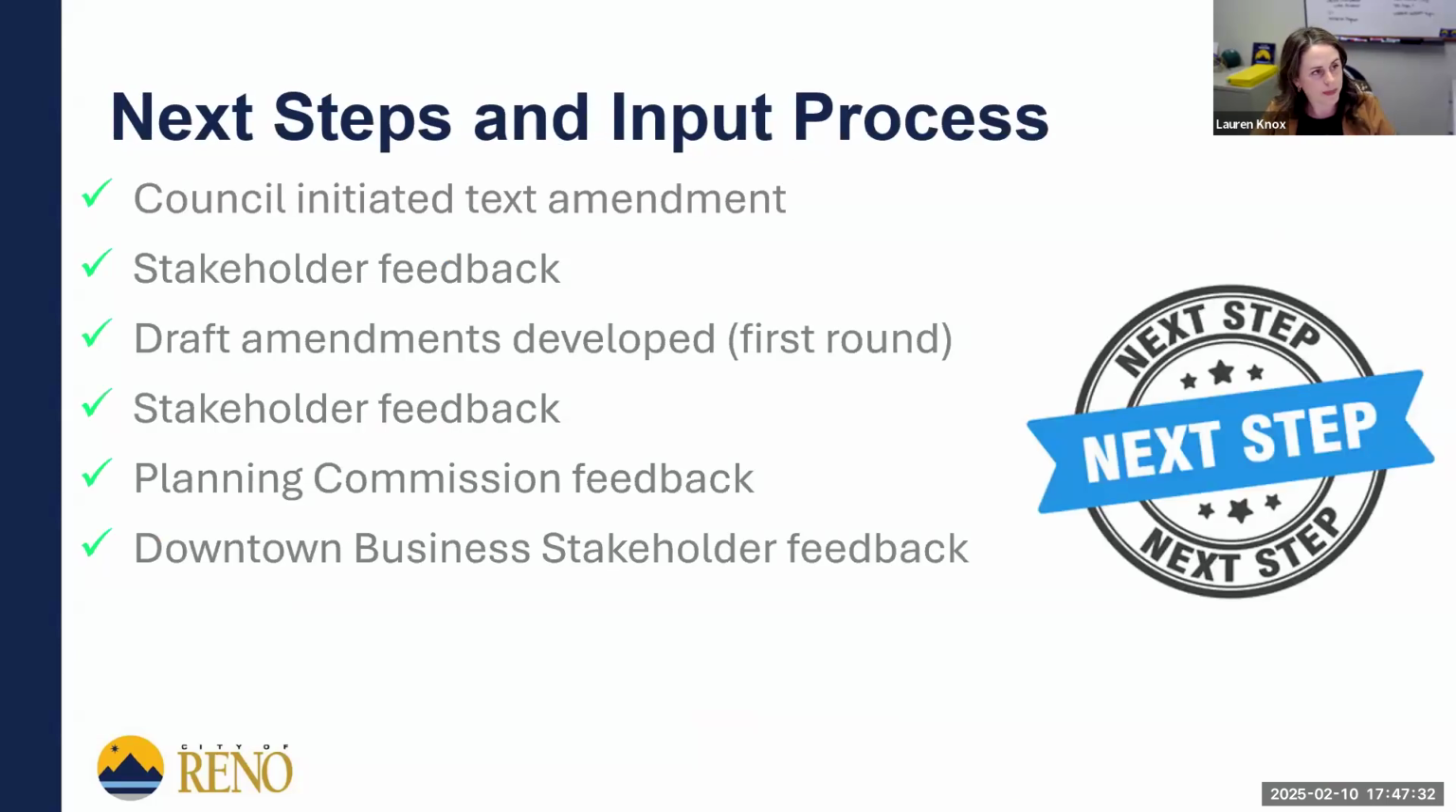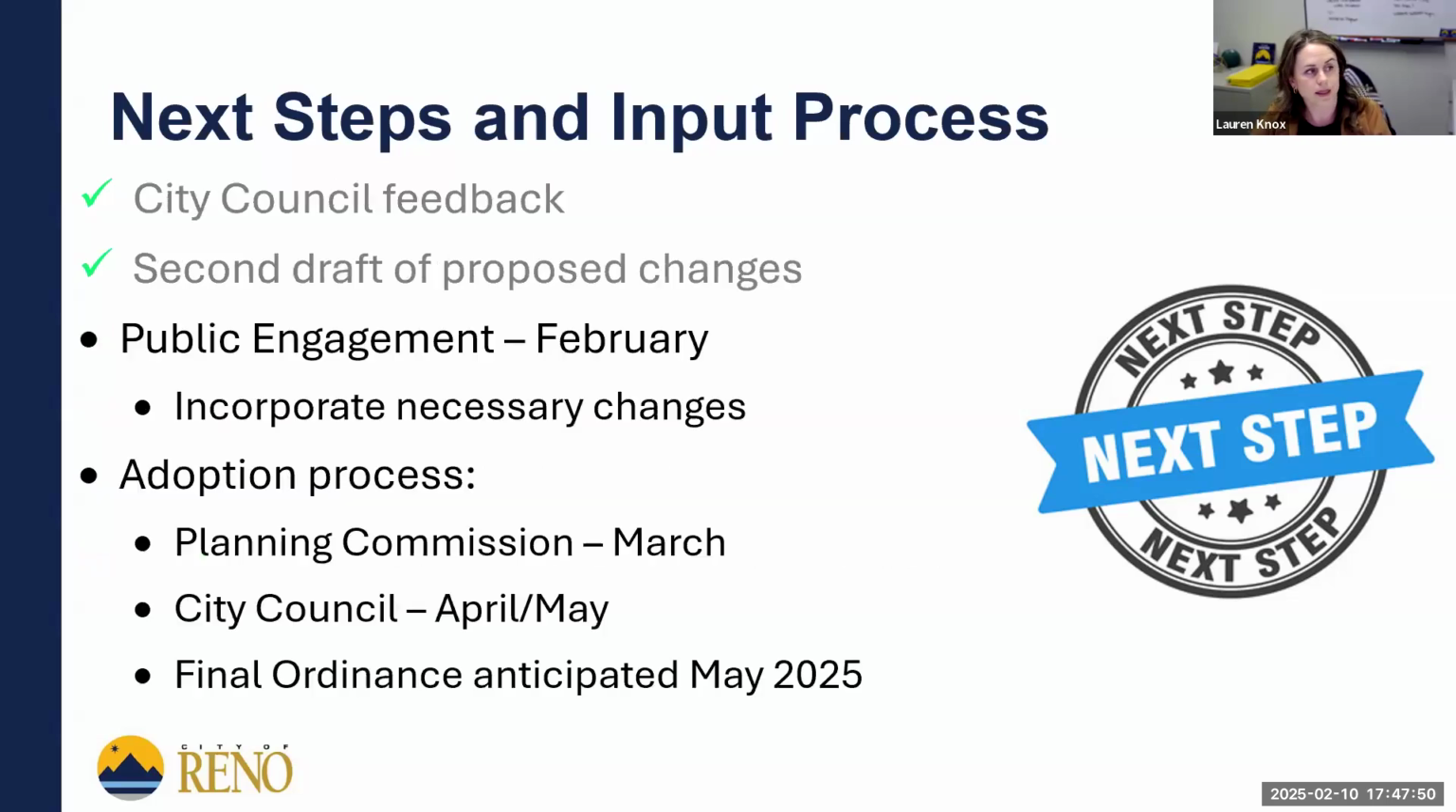Okay, and back to that process piece. Council initiated a text amendment. We went through and got some stakeholder feedback on what we needed to change. We developed that first round of proposed amendments, took that back out to the stakeholders to receive more feedback, took that information also to our planning commission, our downtown businesses, and our city council for feedback, and then developed this second draft of proposed amendments that we have here tonight.